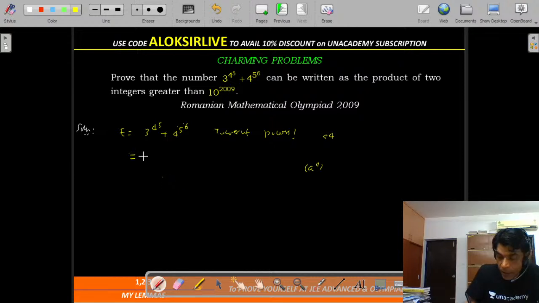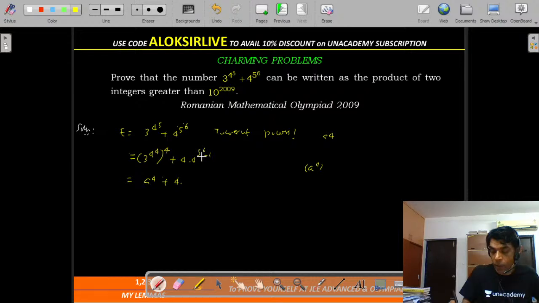So this is 3 to the 4 to the 4 and whole to the 4, and this is 4 times 4 to the 5 to the 6 minus 1, right, this one. So this is a to the 4, let's leave it, plus 4 b to the 4. We still want b to the 4. So what we can do, if you want b to the 4, is make some choices. So what can it be?